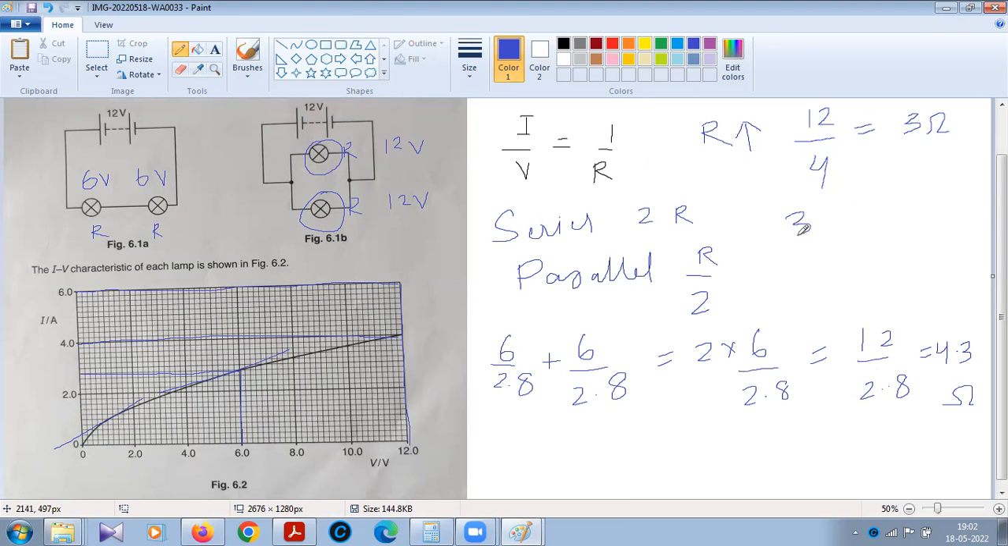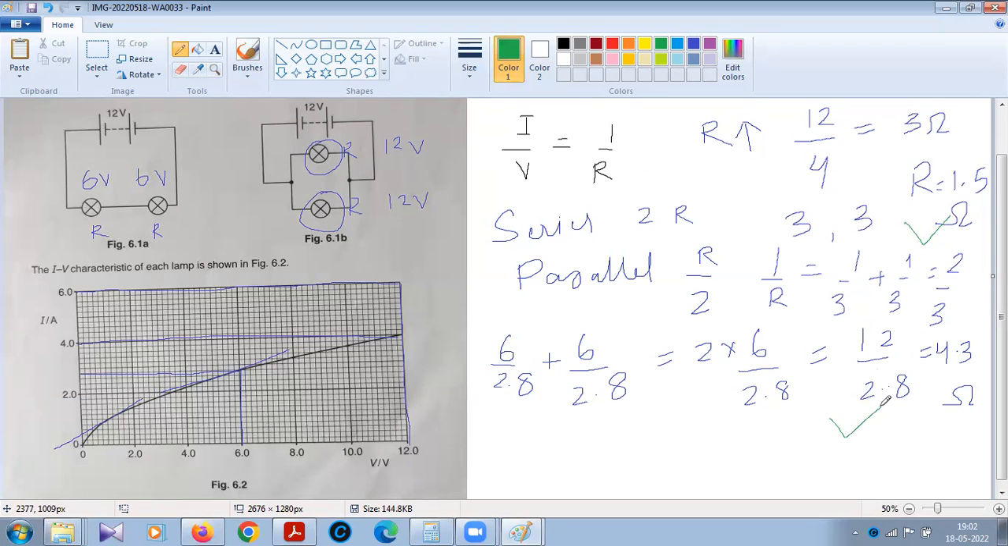So 3 ohms and 3 ohms, two resistors in parallel. If you find out the resistance, 1 by R equals 1 by R1 plus 1 by R2. It will be 1 by 3 plus 1 by 3, which is 2 by 3, and then when you take the reciprocal, it will become 1.5. So that is why the resistance is coming as 1.5 ohms. Is it okay?